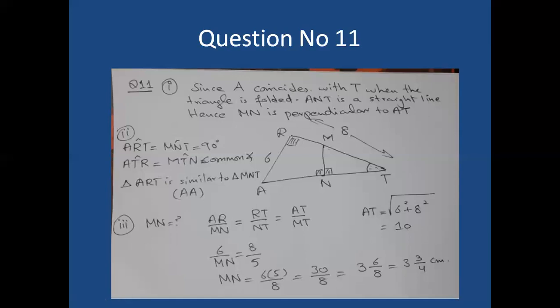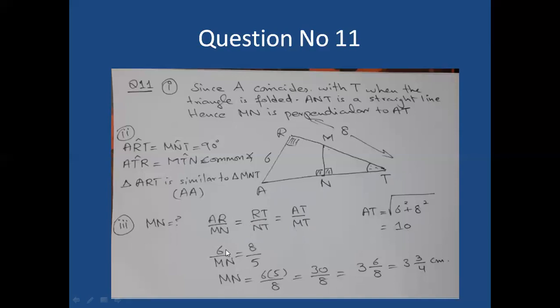So AT is 10. When you fold it and T coincides with A, AN and NT both will be equal to each other. So each of AN and NT will be 5. So I can take this one. Sorry, this one.